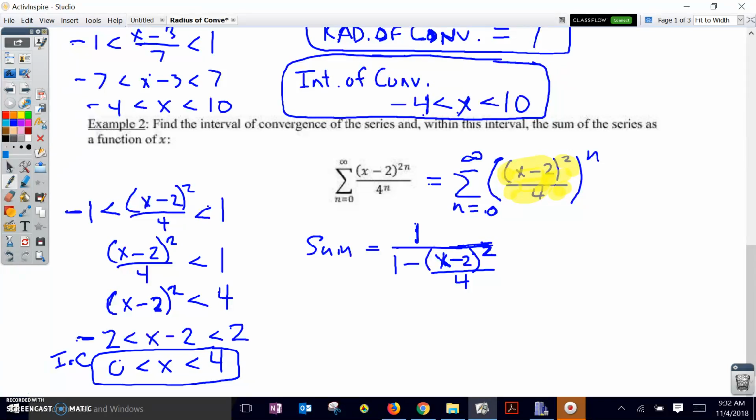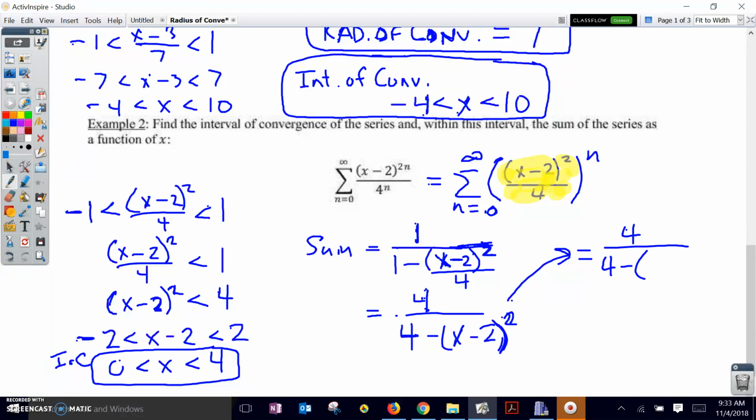Alright, and we could simplify this. We'll multiply both numerator and denominator by 4, gets rid of the fraction in the denominator. We end up with 4 over 4 minus the quantity x minus 2 squared, which is equal to 4 over 4 minus the quantity x squared minus 4x plus 4. And so this ends up being equal to 4 over 4x minus x squared.